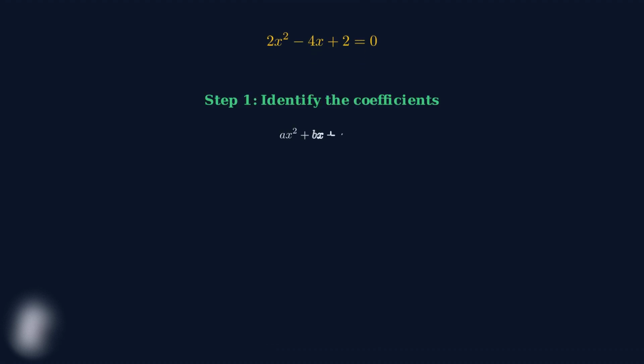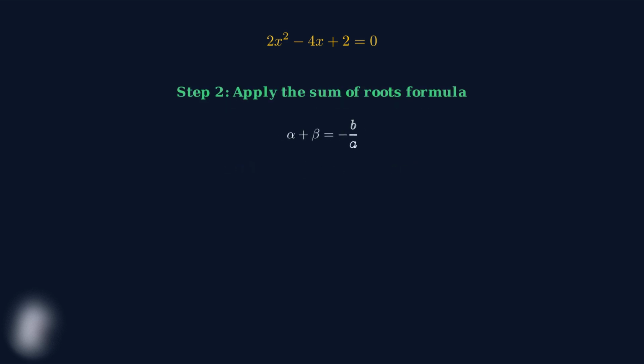Step 1, we need to identify the coefficients in our quadratic equation. Comparing our equation, 2x squared minus 4x plus 2 equals 0, with the general form ax squared plus bx plus c equals 0, we can see that a equals 2, b equals negative 4, and c equals 2. Step 2, we apply the sum of roots formula. Remember, for any quadratic equation, the sum of the roots alpha plus beta equals negative b divided by a.